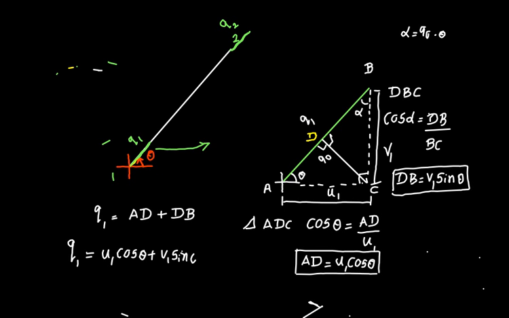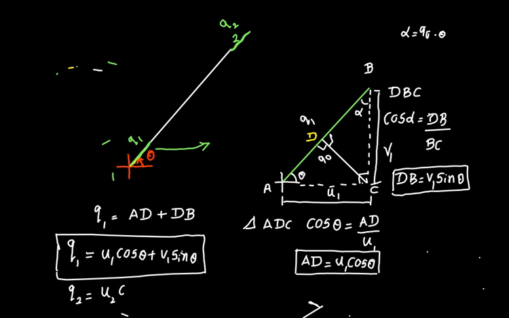All right, so that is the expression for the displacement of the nodal point 1. In exactly the same manner, I can write the displacement for nodal point number 2, which is given by this expression Q2. The displacement of nodal point 2 is going to be U2 cos theta plus V2 sine theta. That's right.